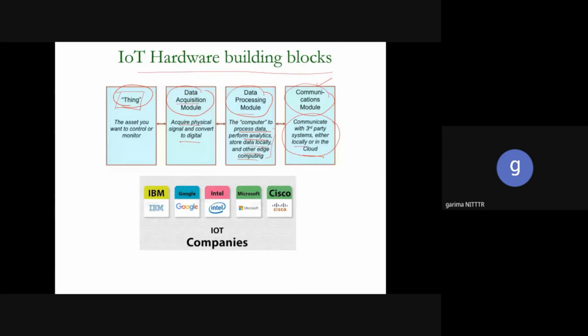So these are the common hardware building blocks for any IoT application. Their internal subcategories can vary as per the application, but the major front end portion we see is these four types of elements or building blocks. And these are some of the IoT companies which are working rigorously on different applications, apps, solutions, consumer products, and so on related to IoT.